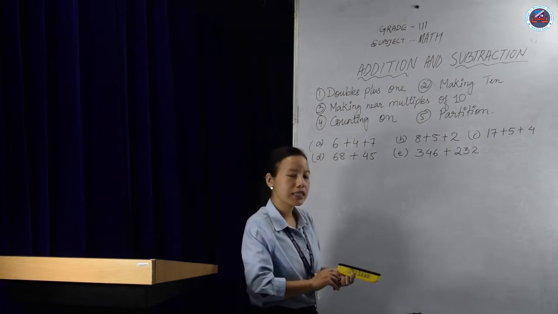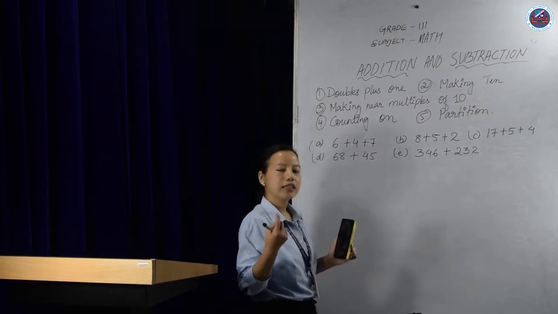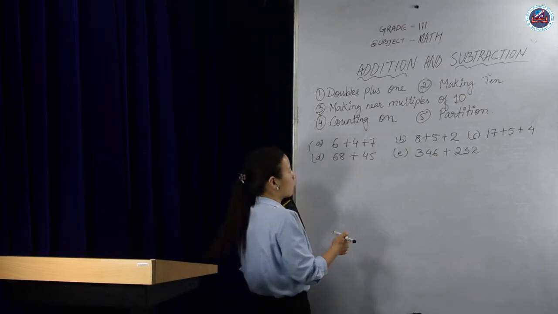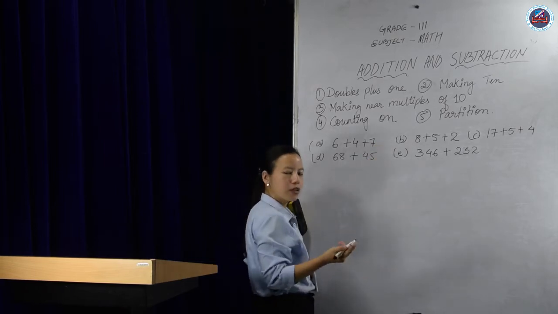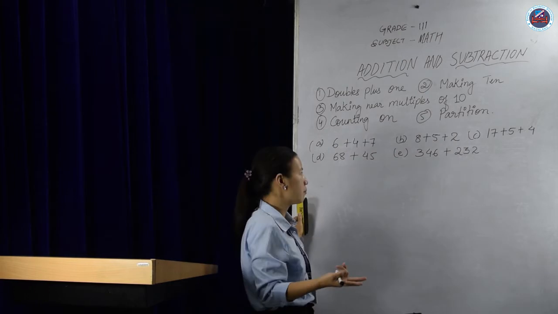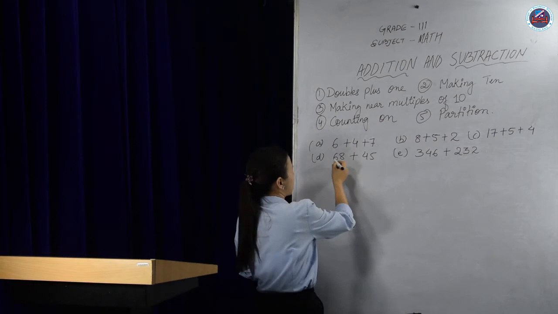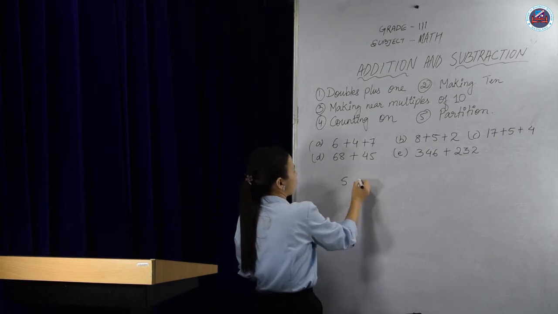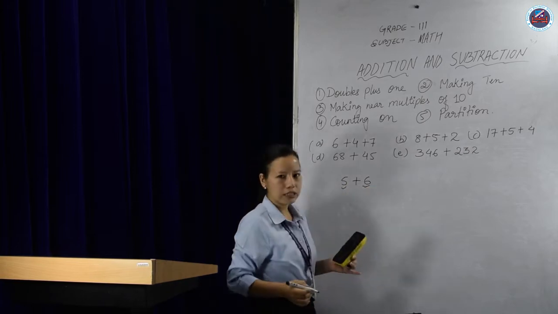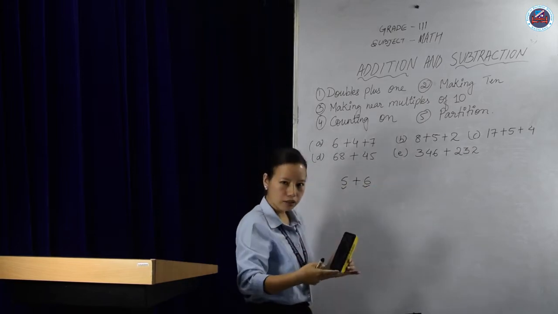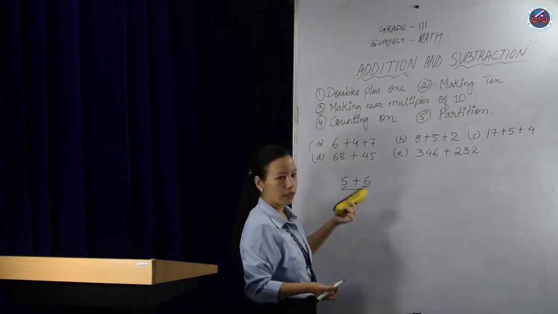Now this double means both the addends will be the same. Addends means the numbers which are to be added. So double plus 1 means that the pair of numbers will be right next to each other. Let's take an example, 5 plus 6. This 5 and 6, your addends, are right next to each other in counting order. So these are called double plus 1.